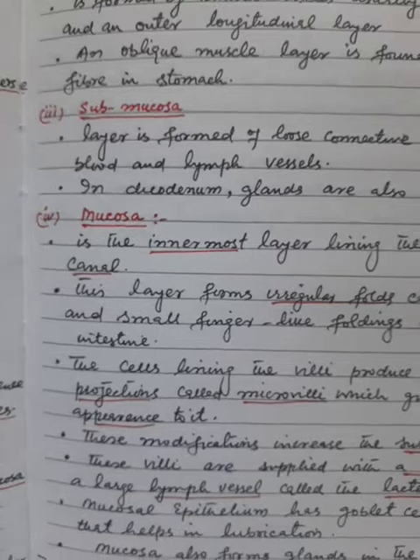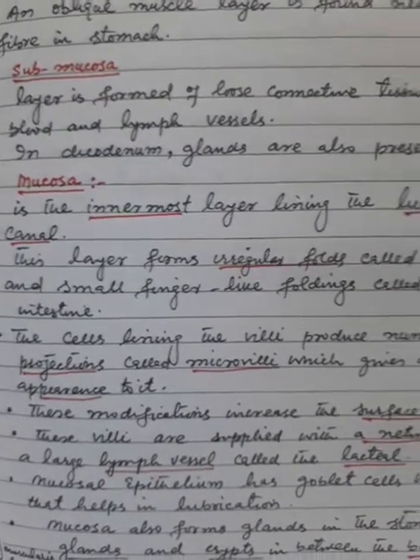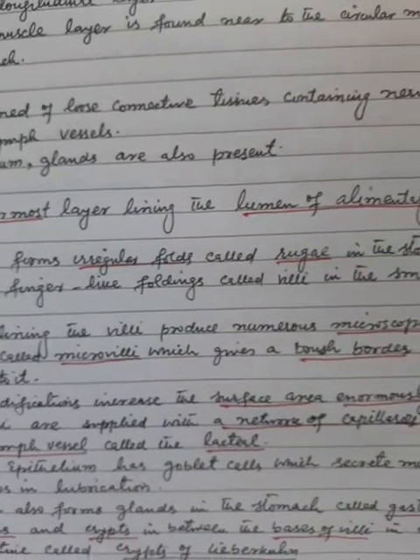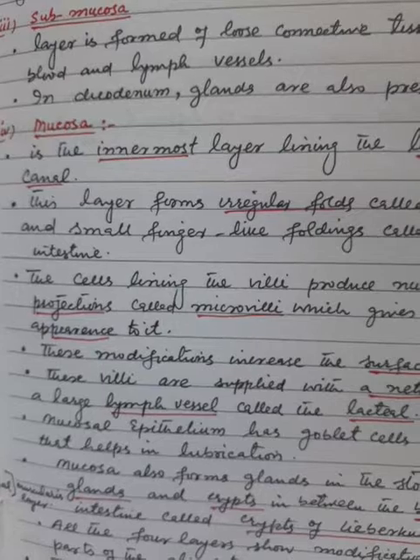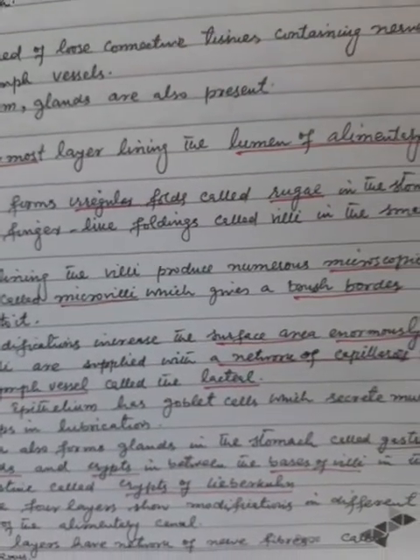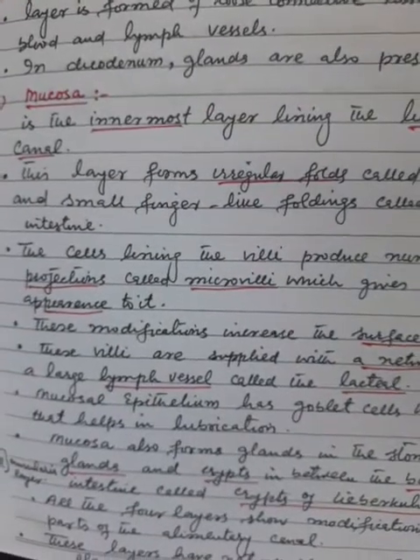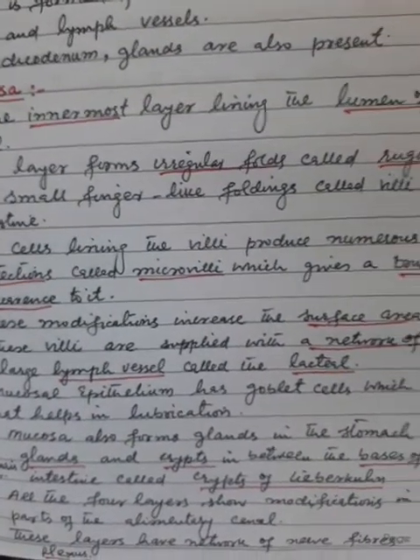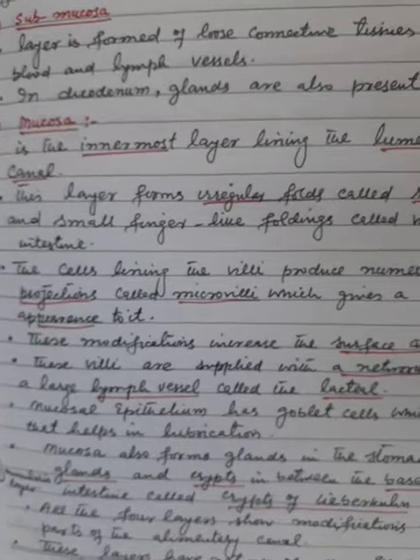Now the innermost layer, that is the mucosa. Mucosa is the innermost layer lying in the lumen of alimentary canal. This layer forms irregular folds called rugae in the stomach and small finger-like foldings called villi in the small intestine.